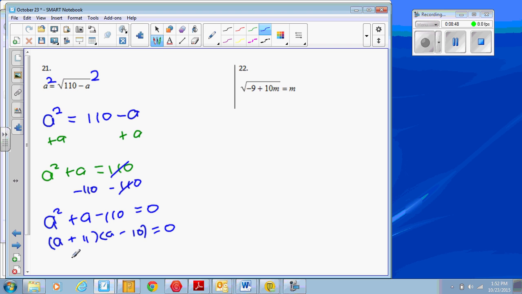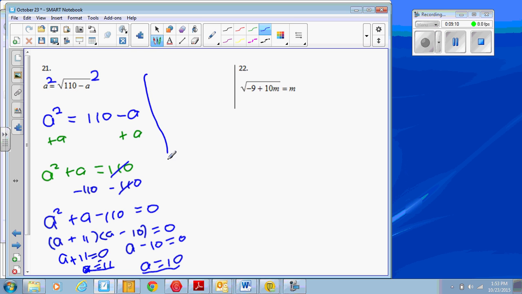And now to solve this, I could say a plus 11 equals 0, in which case a equals negative 11. Subtract 11 from both sides. I'll leave that to you to figure out. A minus 10 equals 0. A equals positive 10. So I have two possible solutions, a negative 11 and positive 10.